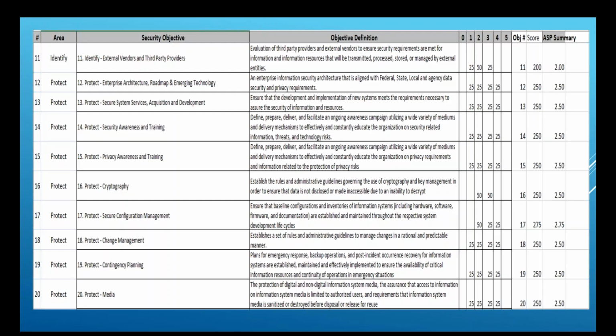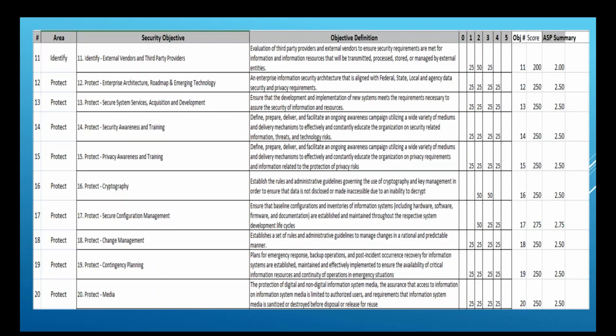Number 20, protect media. I'm going to say this is easy, but this is not easy to do. So, well, yes, I monitor my PCs. I provide malware protection for that data. But can somebody plug in a 20 petabyte drive, download all my databases, and walk out the door? USB sticks, CDs. Can someone copy data onto those things?